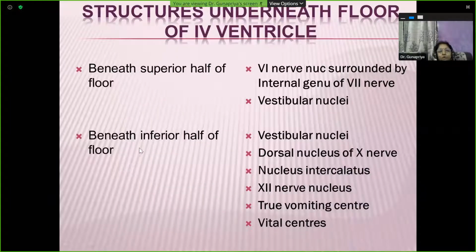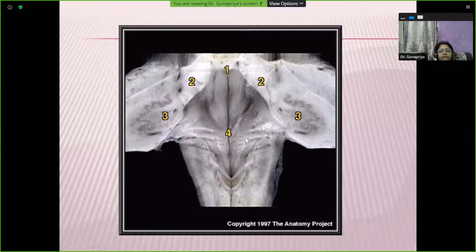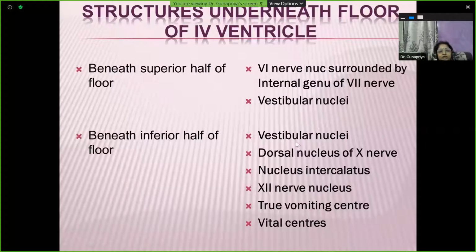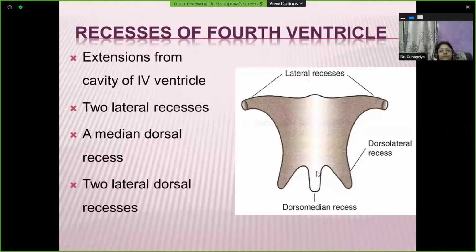So again, in the lower part of the floor of the fourth ventricle, the vestibular nuclei actually continue here also. You have partly a small part of the vestibular nuclei here also. So vestibular nuclei, the dorsal nucleus of vagus is there. Nucleus intercalatus also will be there. The 12th nerve nucleus is there. The true vomiting center, vital centers. So all these are seen in the lower part of the floor of the fourth ventricle.